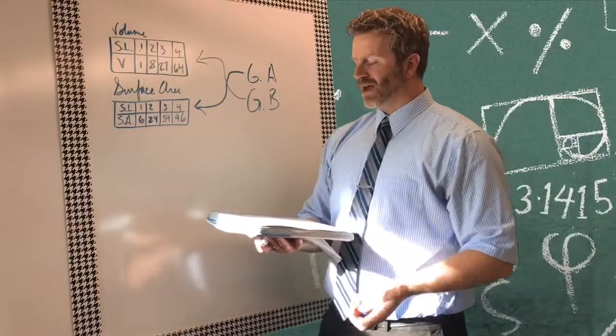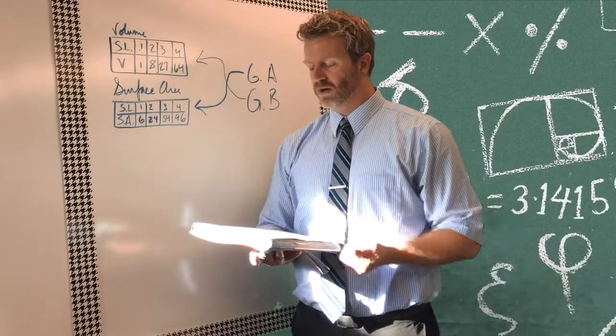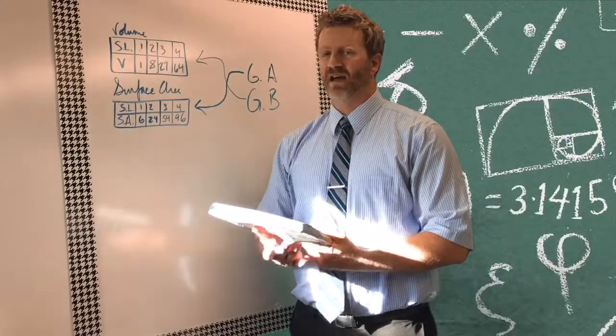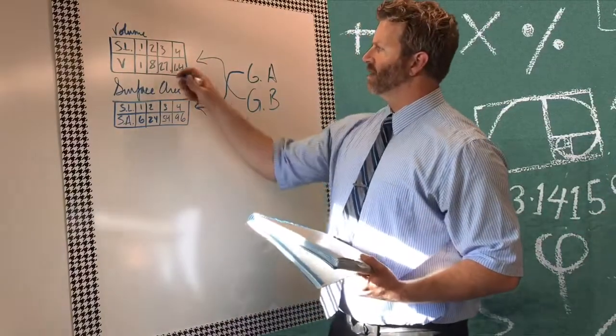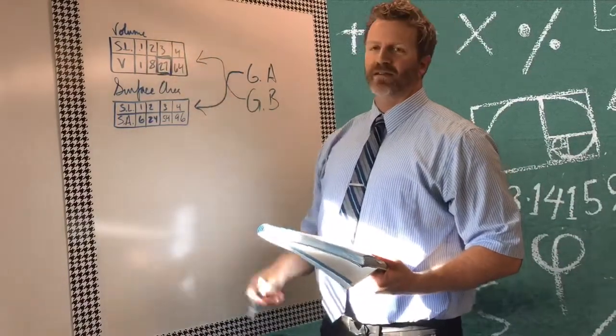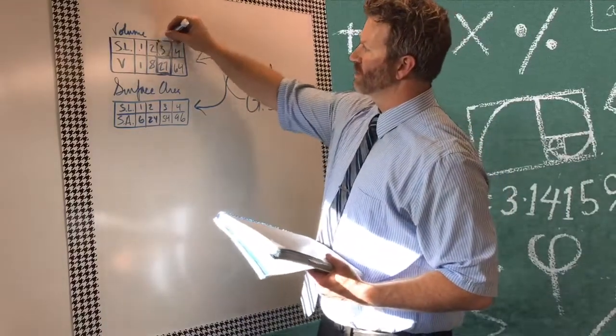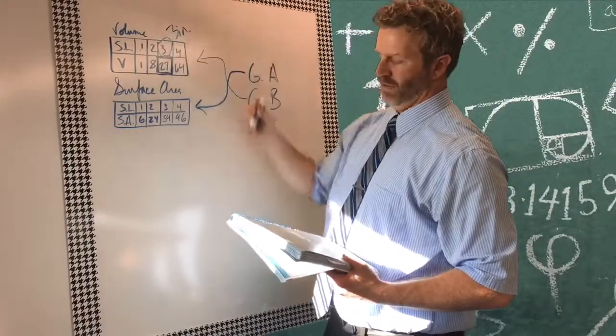Now, question number 8 says, if a cube has a volume of 27 inches cubed, what is the length of one side of the cube? Okay, so if the volume is 27, what is the length of that side? Someone yell it out. Bingo. It would just be 3 inches.